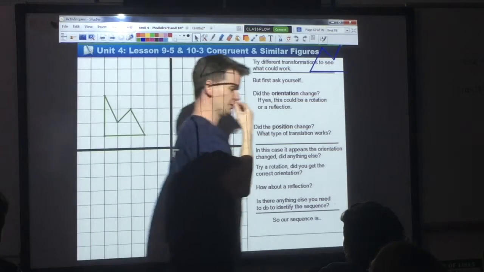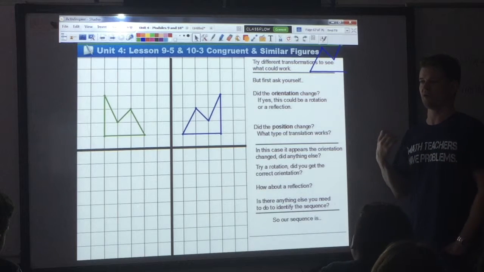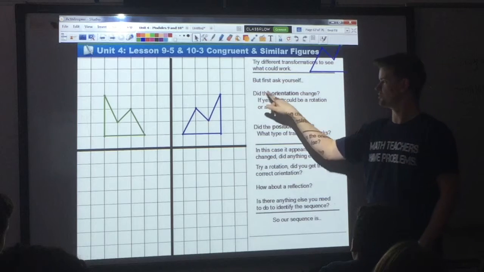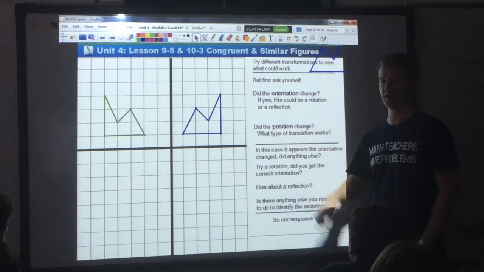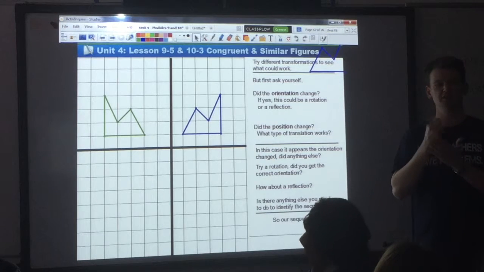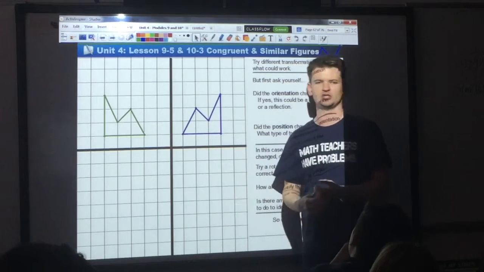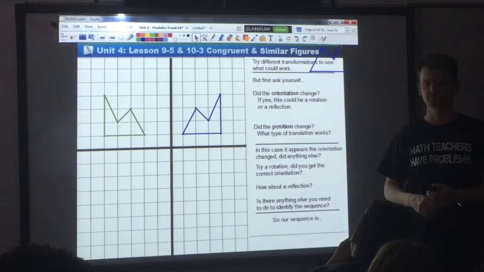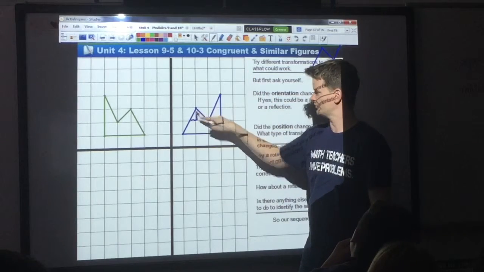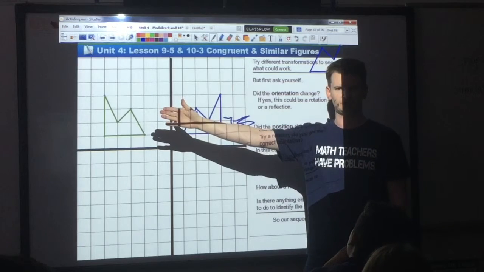And when you do this, you go through and you ask yourself a series of questions. The first question you want to ask yourself, we do this in alphabetical order, M-N-O-P. O stands for orientation, P stands for position. So the first thing you always want to ask yourself is, did the orientation change from the pre-image to the image? Did it change, yes or no? Yes, I think it changed. If you look here, this kind of looks like a fighter jet, right? Put a little window there, little thing here. Fighter jet's going that way, right?